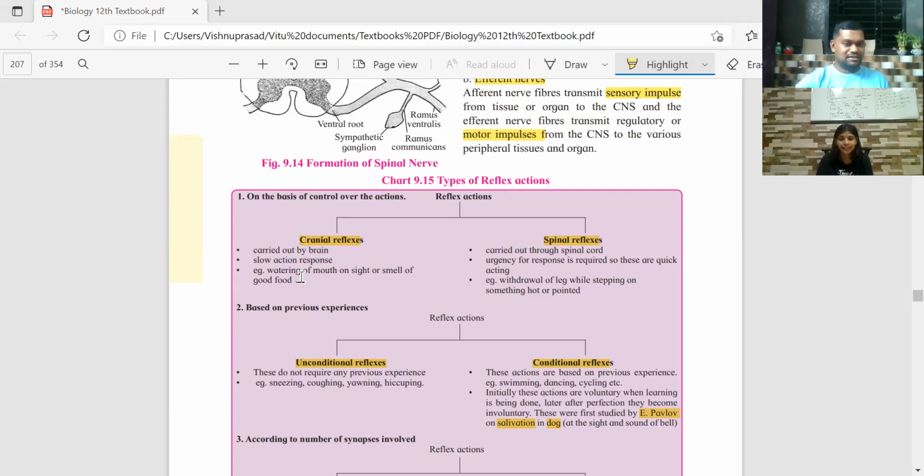Okay, fine. Got it. Say, an example of a cranial reflex. If you are having your most favorite food in front of you, and at the same time you are hungry.